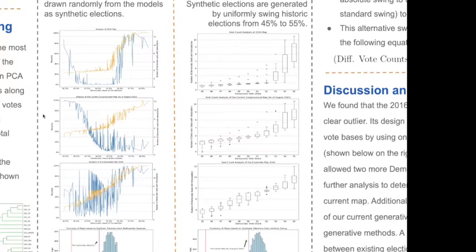Yeah, that's helpful. I guess I'm trying to understand, is it the vote swing analysis that you think is a new contribution, or one of the new contributions that you're making here?